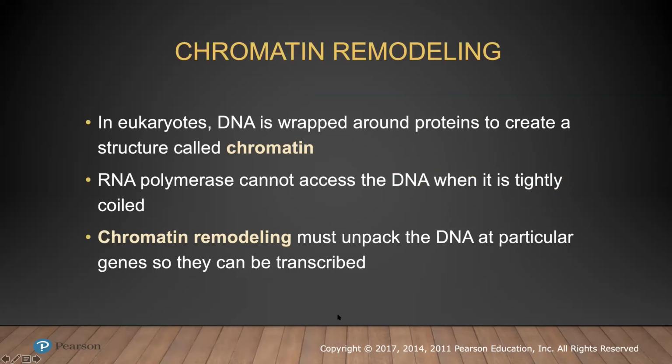All right, so just to review, this DNA is wrapped around these histone proteins and creates a structure called chromatin. We know that that structure is tightly packed, so much so that RNA polymerase cannot access the DNA because it's too tightly coiled. And therefore, the very first step of gene regulation is chromatin remodeling, where we must be able to decondense that portion of the DNA so that the gene of interest can be transcribed.